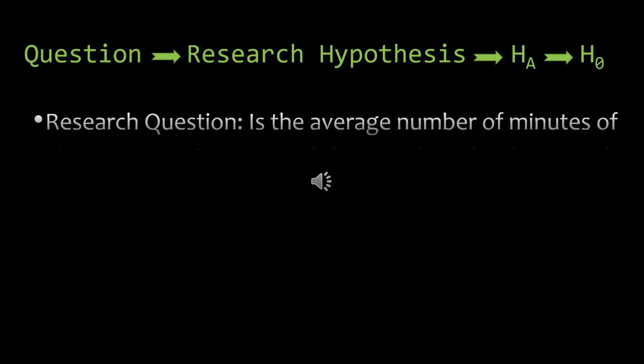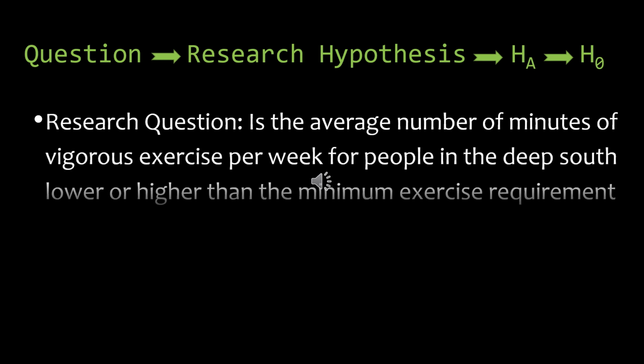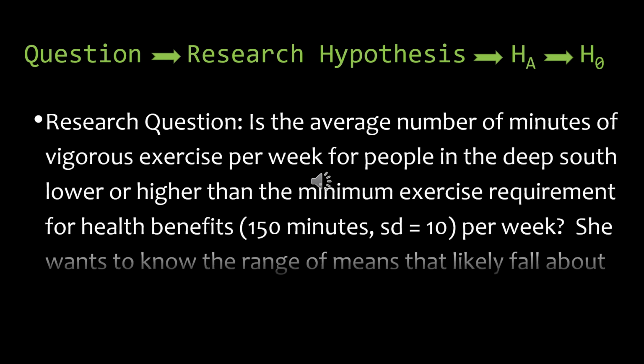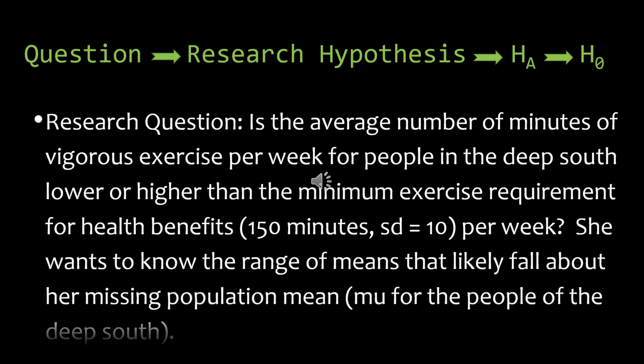We started with a question. We were interested in whether the average number of minutes of vigorous exercise per week for people in the Deep South is lower or higher than the minimum exercise requirement for health benefits. And we know that the minimum exercise requirement for health benefits is 150 minutes with a standard deviation of 10 per week.